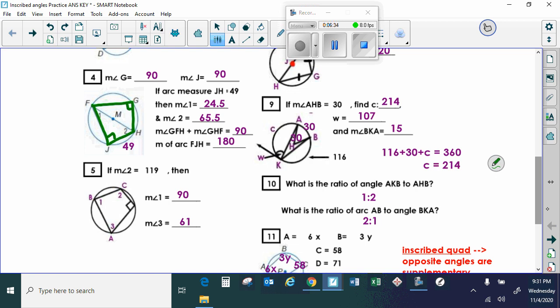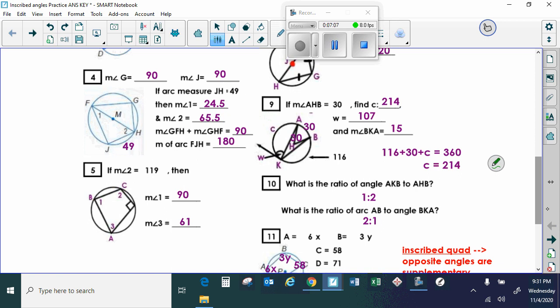If the arc measure of JH is 49, then angle 1 has to be half of it, because that's the angle measure that arc represents, so 24.5. So 24.5 here, and then don't forget we had 90 here. Angle 1 plus angle 2 is complementary, so 90 minus the 24.5 is 65.5. Okay, for angle 2.